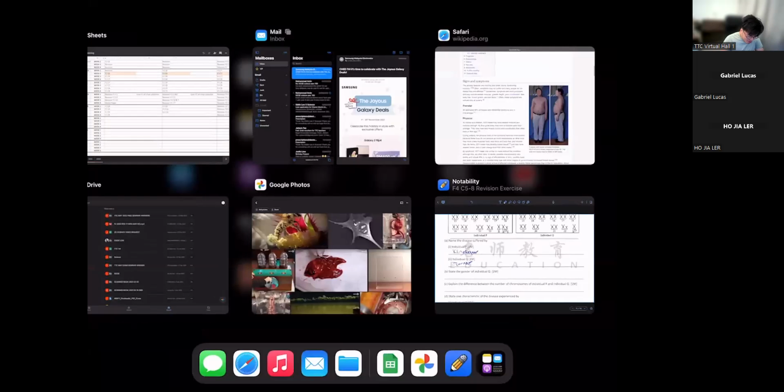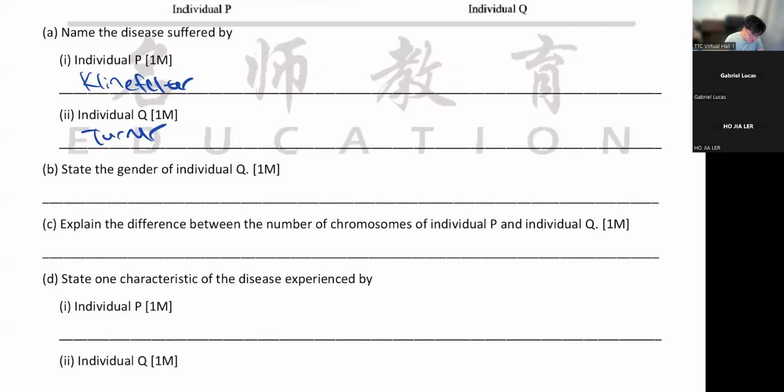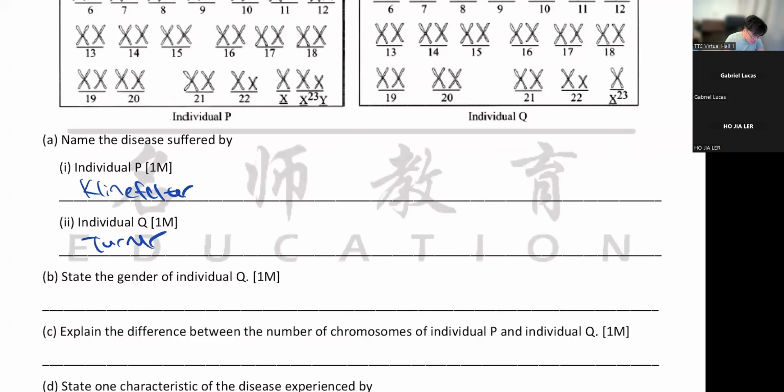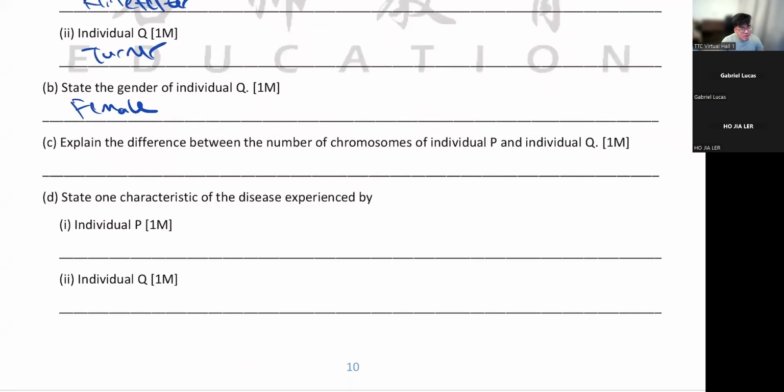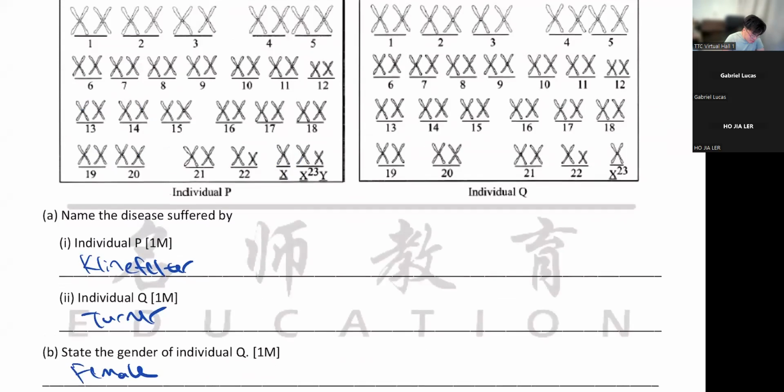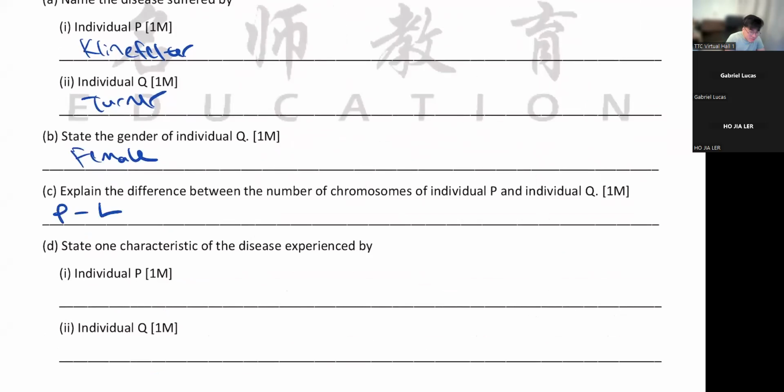Anyway, so state the gender of individual Q. So Turner, you are a female. Yes, thank you. And C, explain the difference between the number of chromosomes of P and Q. So P, since you have one extra chromosome, you would have 47. And then Q, you have one less, so you have 45. Then D, state one characteristic. Oh, I just mentioned it just now.